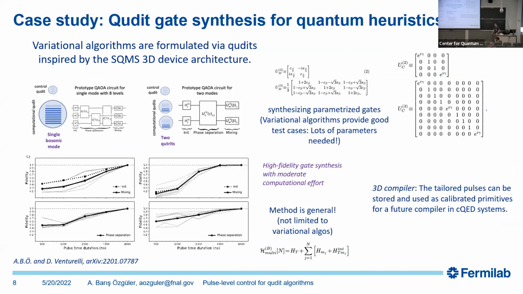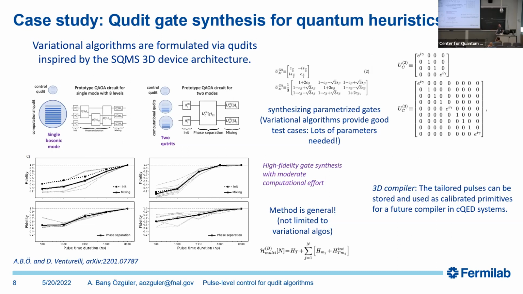We check the synthesis approach for a case study, which is for quantum heuristics. It provides useful test cases because lots of parameters are needed to synthesize such gates. We checked a single bosonic mode gate and two Qudit gates. Both of them are parameterized gates used in QAOA, for example. We took QAOA as an example, and we synthesized the gates. We check what resources we need.